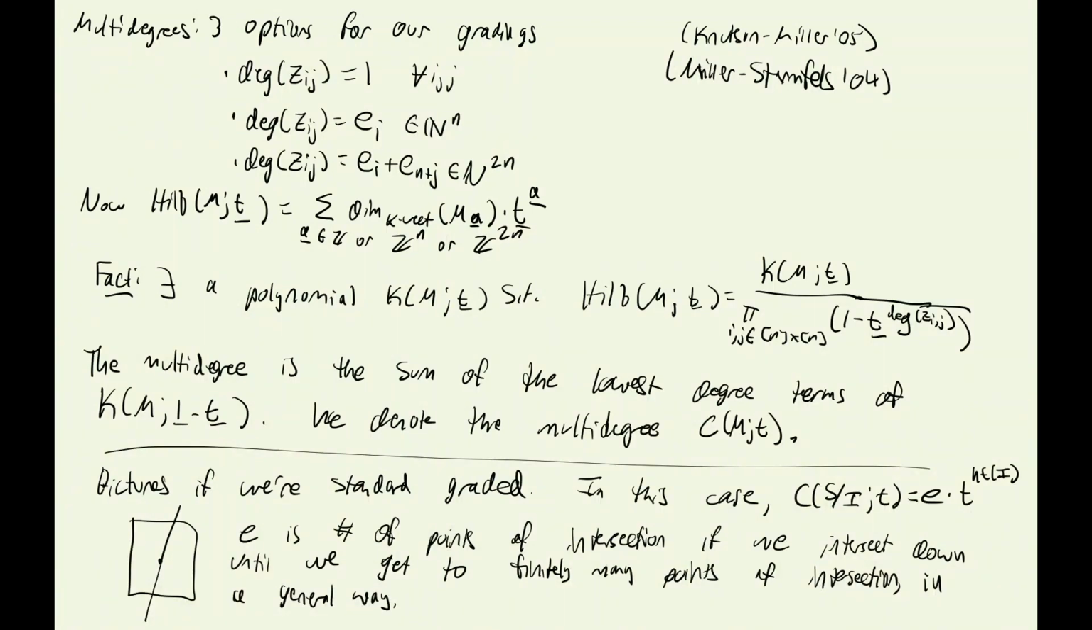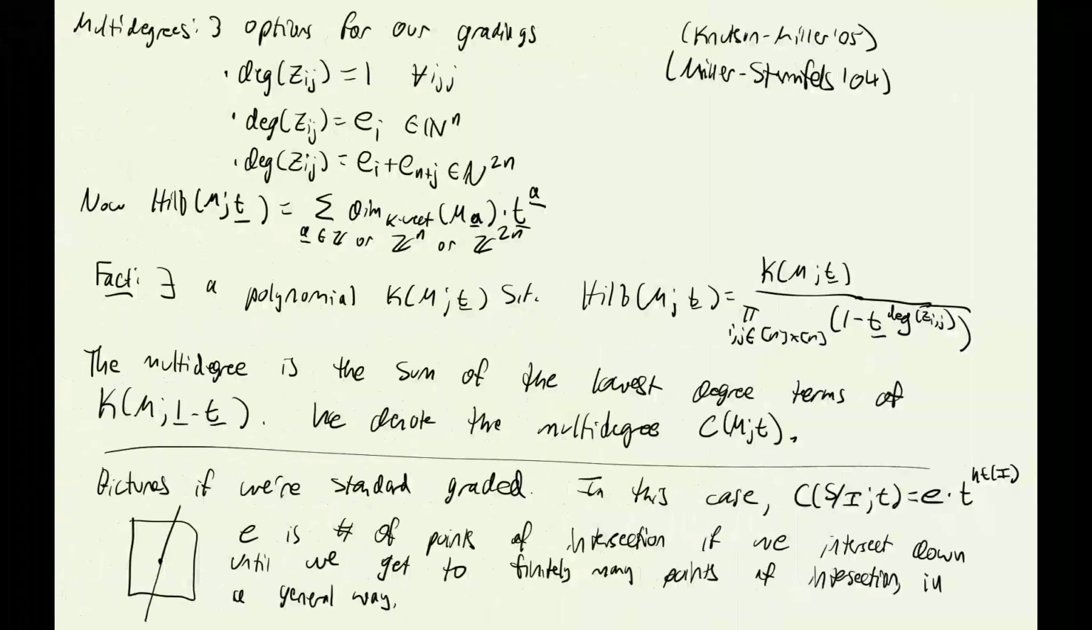So what this is telling us is that the multi-degree shouldn't be able to see components that are too small. It shouldn't be able to see the primes that are not giving us the height of the ideal. And that is a very general statement.